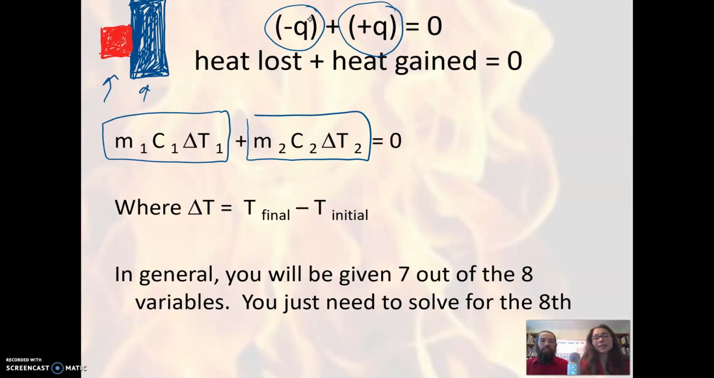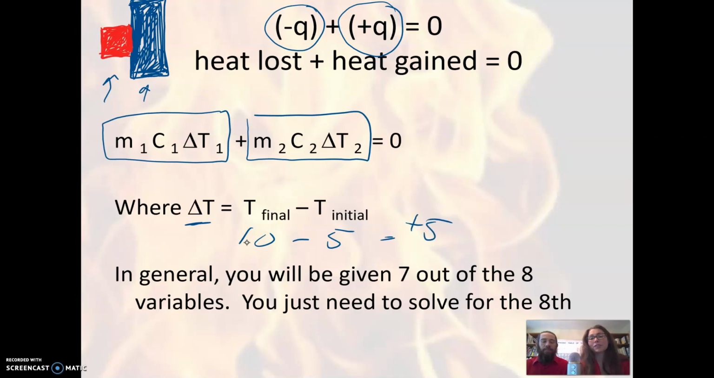Now, since delta T is final minus initial, if you have something that's increasing in temperature, the final will be a larger number. So again, if we just use 10 and 5, we will have 10 minus 5, which gives us a positive number.